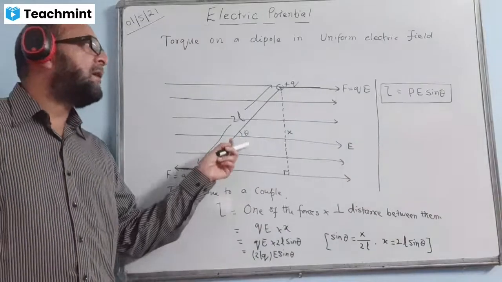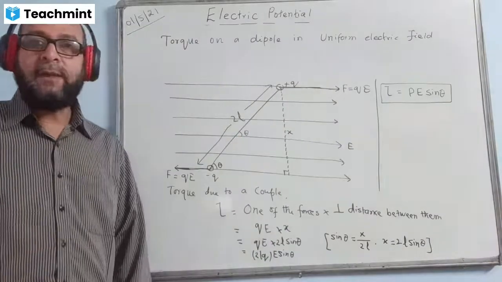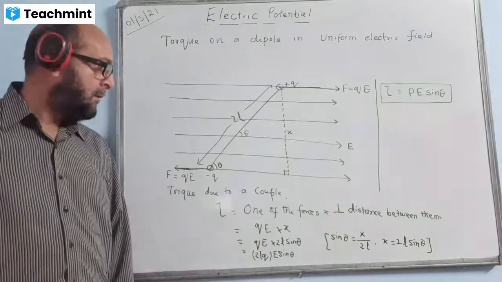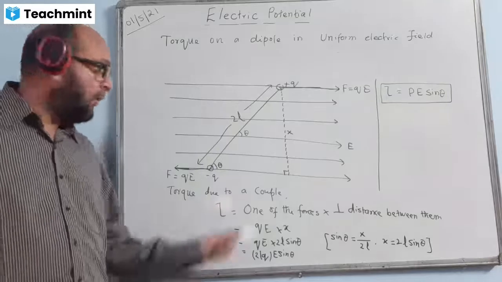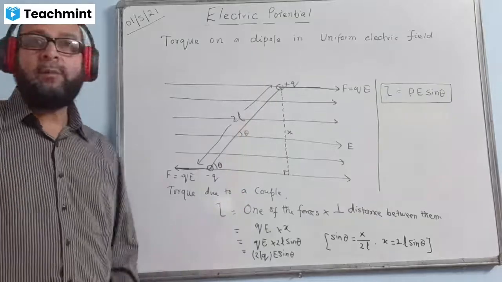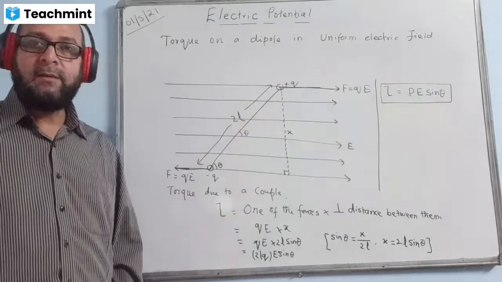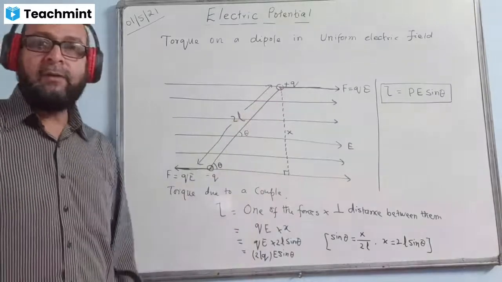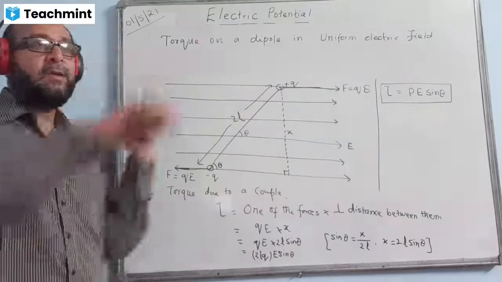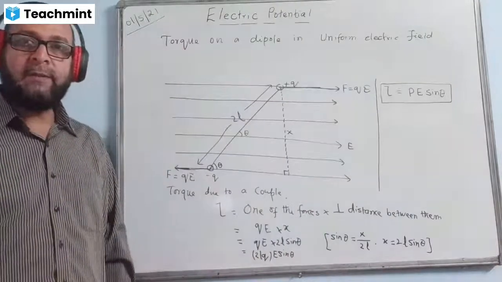And for this, we draw this diagram, and this question is quite important, may carry 3 marks. Why is there a torque? Because of the couple formed. Couple means two equal and opposite parallel forces is called a couple. These two forces are called a couple. Their line of action is not the same. That's why they will cause a turning effect in the dipole.